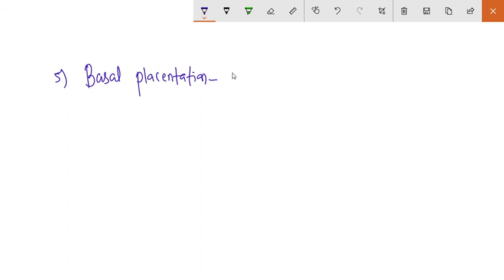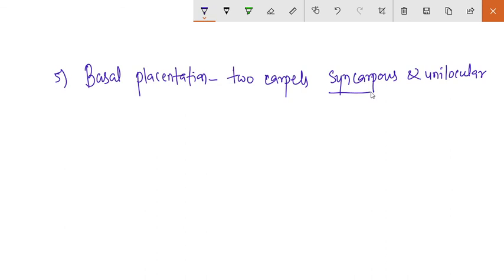Okay. There may be the two, or generally there are the two carpels. Two carpels, and they are syncarpus and unilocular. Syncarpus means the united. Unilocular means the single locule. Okay. So two or more carpels, but generally in the basal placentation two carpels they are observed. So two carpels they are syncarpus, but the condition is unilocular.